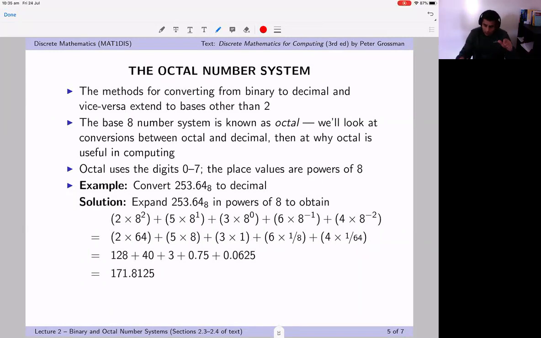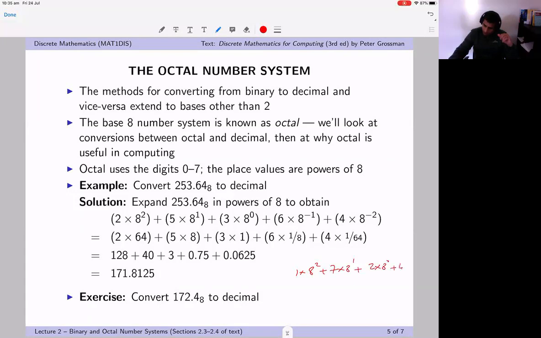All right. But before that, just an exercise. Convert 172.4, which is written in octal, into decimal at this stage. So that would be 1 times 8 squared plus 7 times 8 to power 1 plus 2 times 8 to power 0 plus 4 times 8 to power minus 1. That is 64 plus 56 plus 2 plus 4 over 8, which is 0.5. So that should be equal to 122.5.